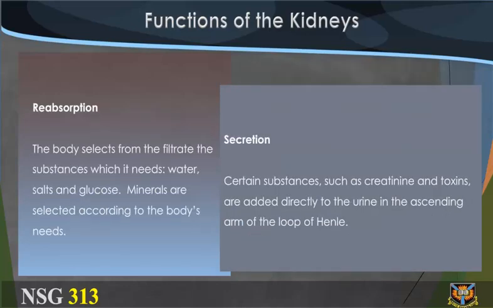Reabsorption. The body selects from the filtrate the substances which it needs: water, salts, and glucose. Minerals are selected according to the body's need. Secretion. Certain substances such as creatinine and toxins are added directly to the urine in the ascending arms of the loop of Henle.